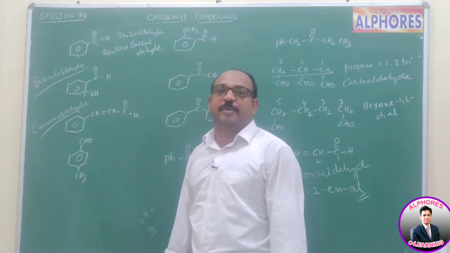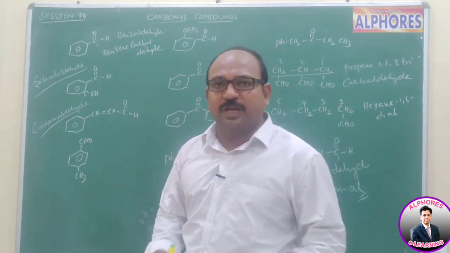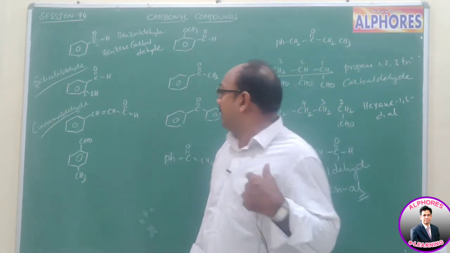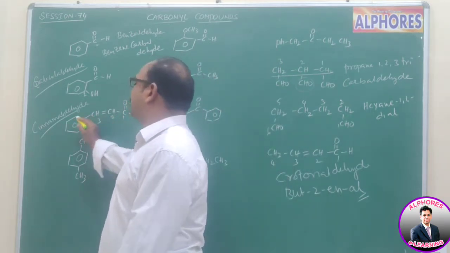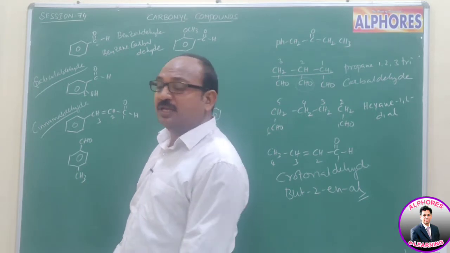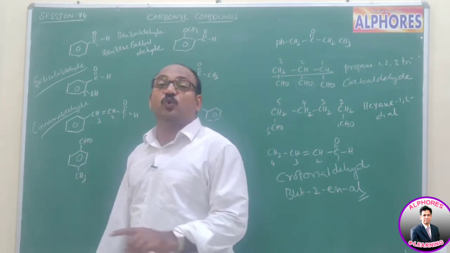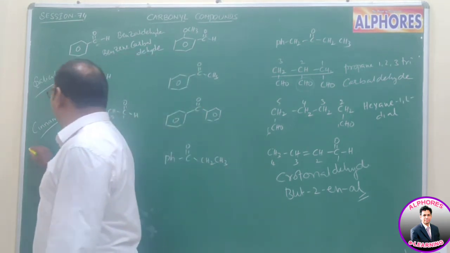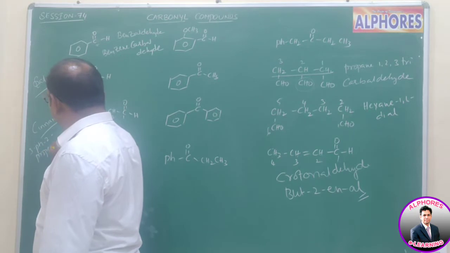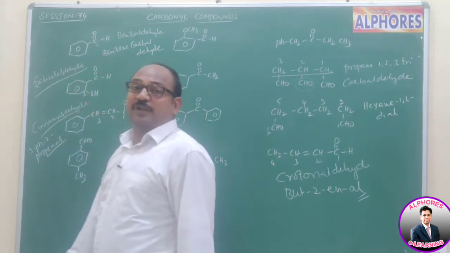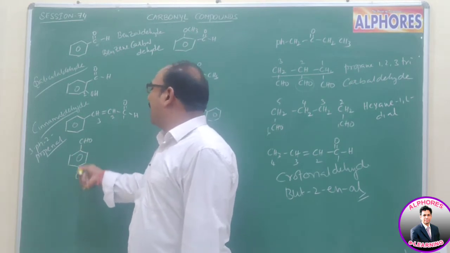For aromatic aldehydes, common names are more important than IUPAC names, so we need to remember the common names. In this case, 1, 2, 3: the third carbon consists of phenyl, so 3-phenyl prop-2-enol, 3-phenyl 2-propenol. And this one is tolualdehyde.